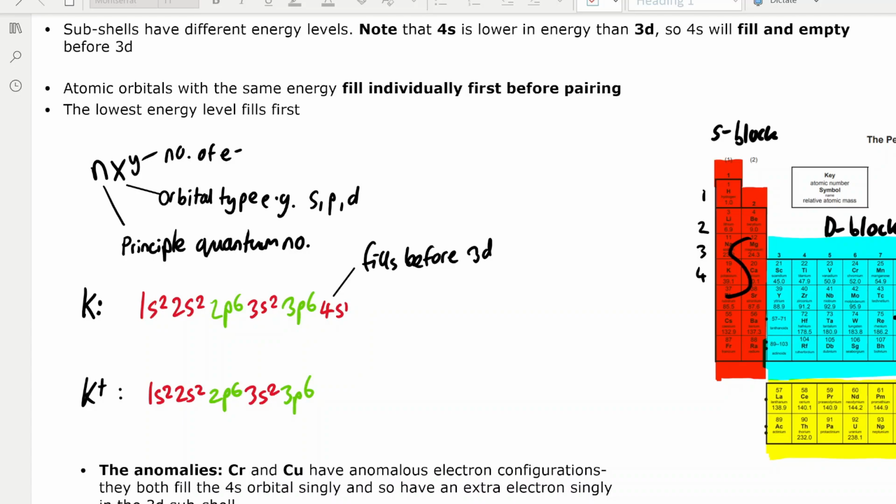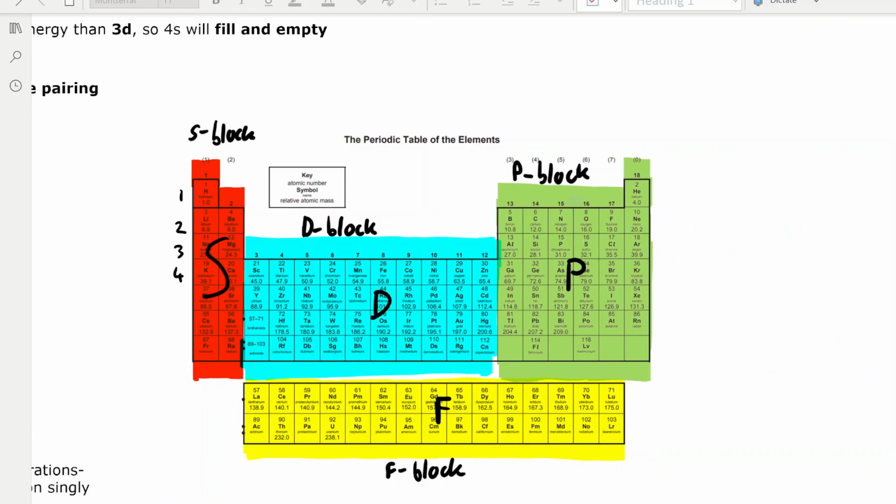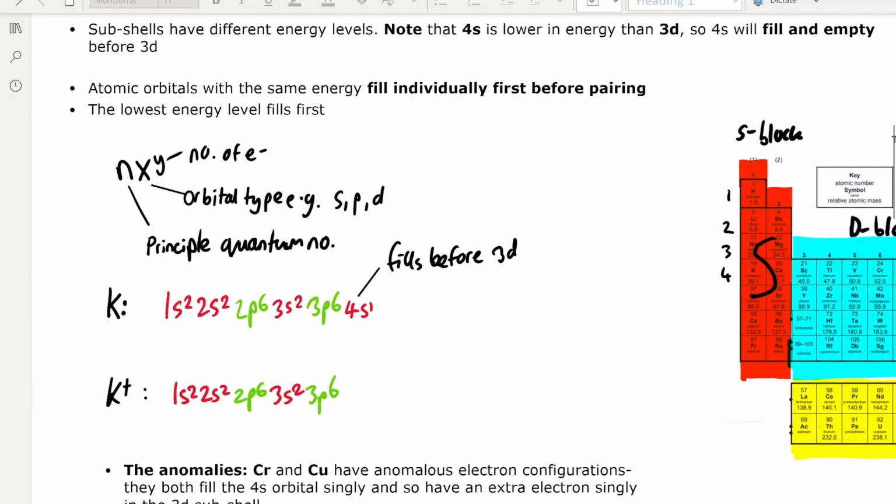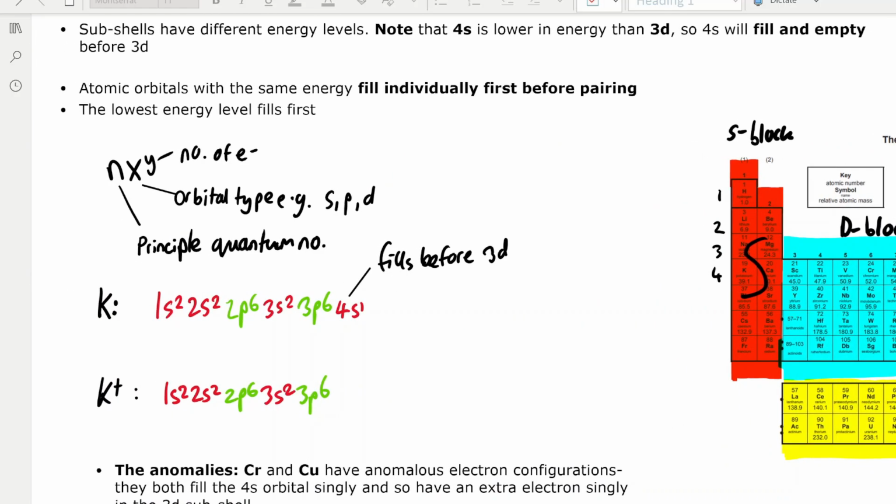If we have a look at this periodic table over here, I've color coded the blocks of the periodic table. So to the left we have the s block, then we have the d block in the middle, which is our transition elements, and then the p block to the right, and at the bottom is the f block. So when we're doing our electron configurations, we need to locate the atom on the periodic table and identify which block it's in, and then we can identify where the highest energy electrons are going to be located.